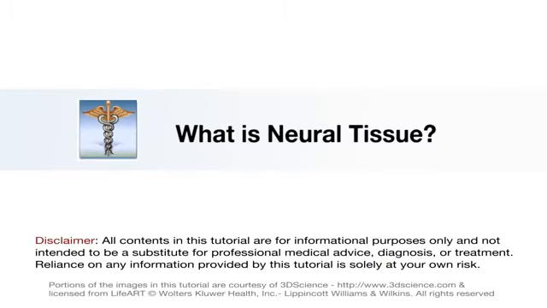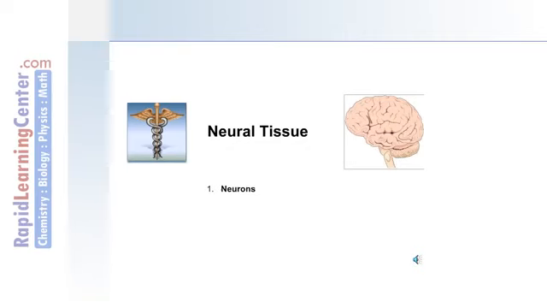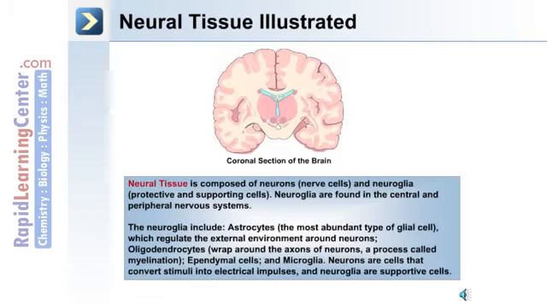The third type of tissue in the human body we'll discuss is neural tissue, including the neurons as well as the neuroglia. Neural tissue is composed of neurons or nerve cells and the neuroglia, which protect and support the neural tissue.